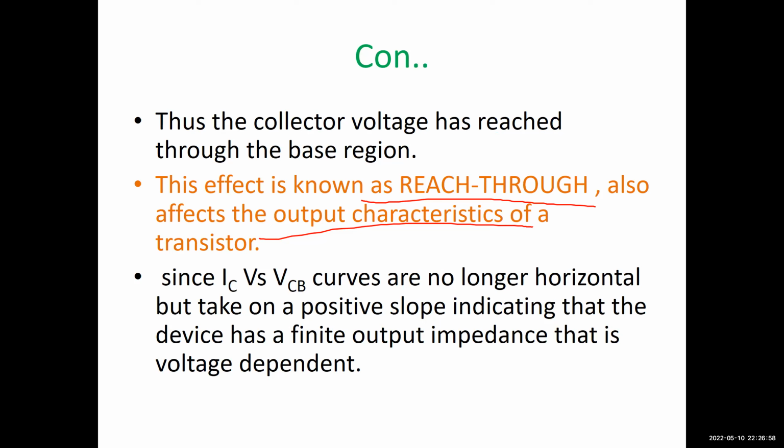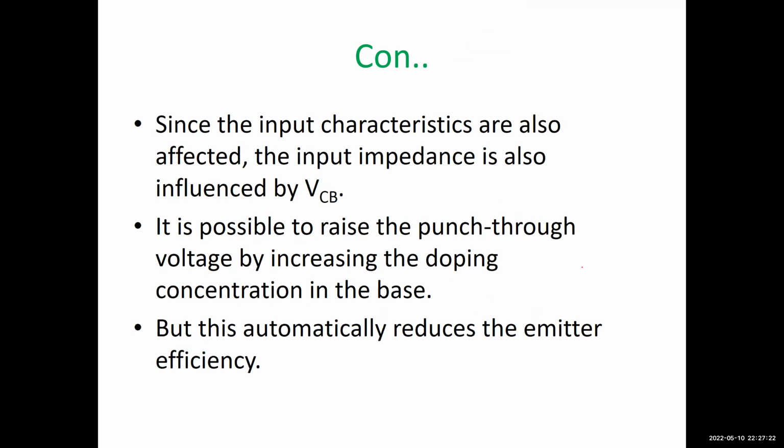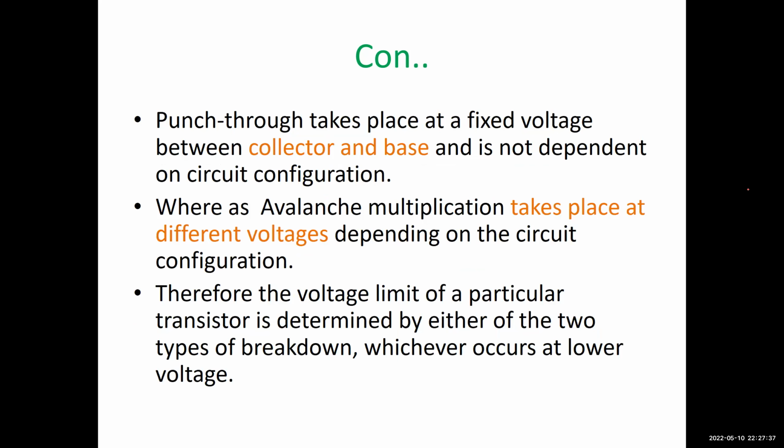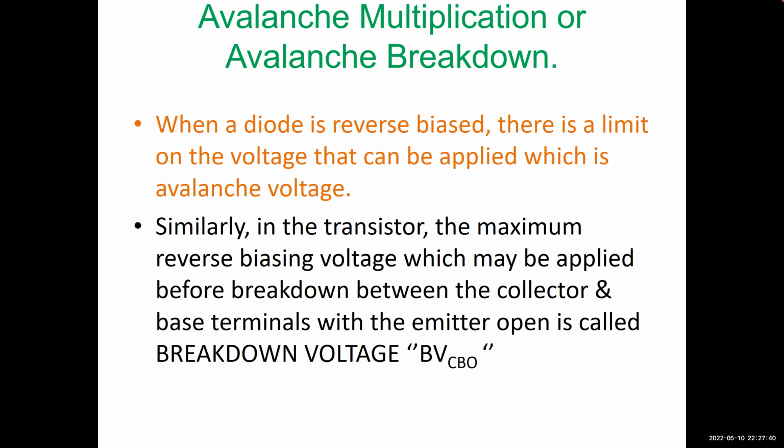That means your output current is going to change. The output characteristics we have discussed like this, for some constant IB. Suddenly the current goes to increase if this happens. The input impedance is also affected because of this. This automatically reduces your efficiency or gain. Understand? So this is the first type of breakdown.